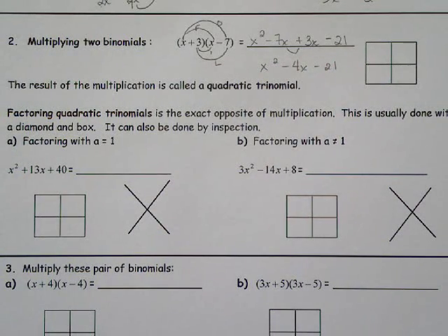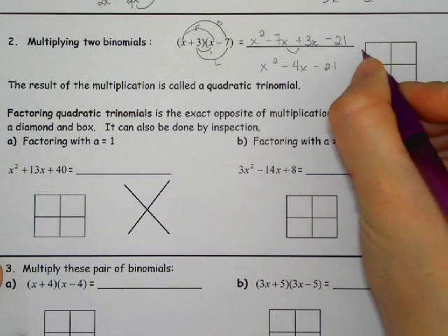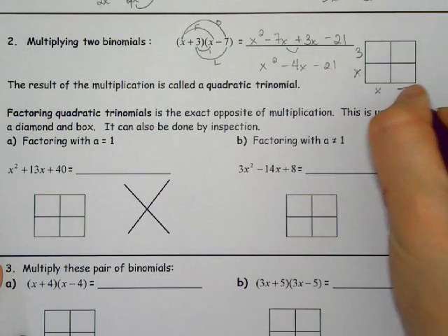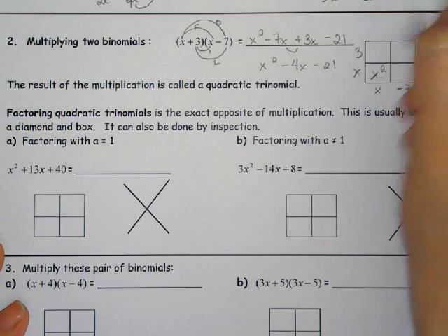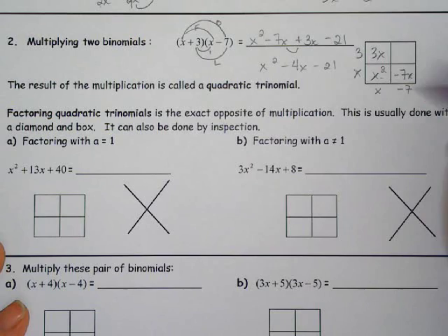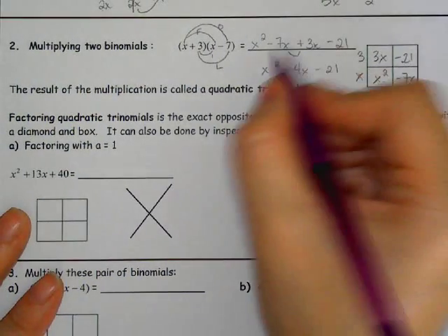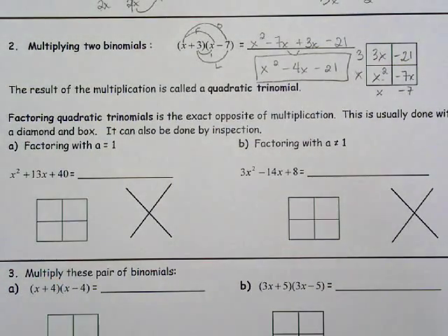The other one is using the box. Again, if you're more comfortable with the box, then by all means, use it. So you take your first part, x and 3, put it on one side. x minus 7, put it on the other. x times x is x squared. x times 3 is 3x. x times negative 7 is negative 7x. And 3 times negative 7 is negative 21. And then you combine your like terms, and you end up with the same quadratic. And that is called a quadratic trinomial.